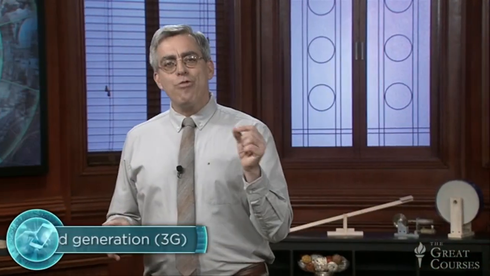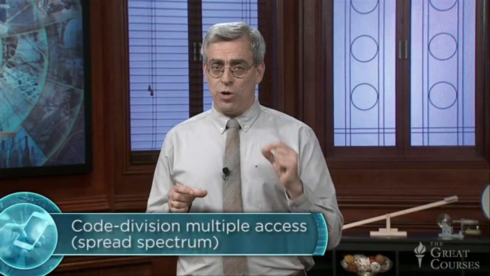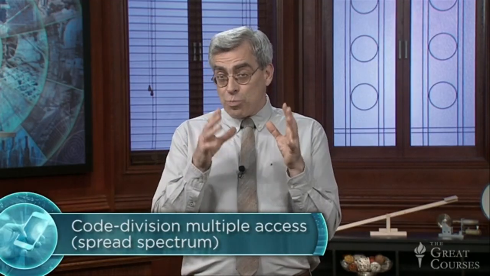Now, this limitation has been very effectively addressed in third generation or 3G wireless networks, which were first deployed in 2001. Most 3G networks accommodate multiple users through a fundamentally different approach called code division multiple access, also called spread spectrum. In this system, there's no subdivision of the available spectrum into smaller frequency bands. Rather, all users within a given cell are communicating across the full spectrum at the same time.